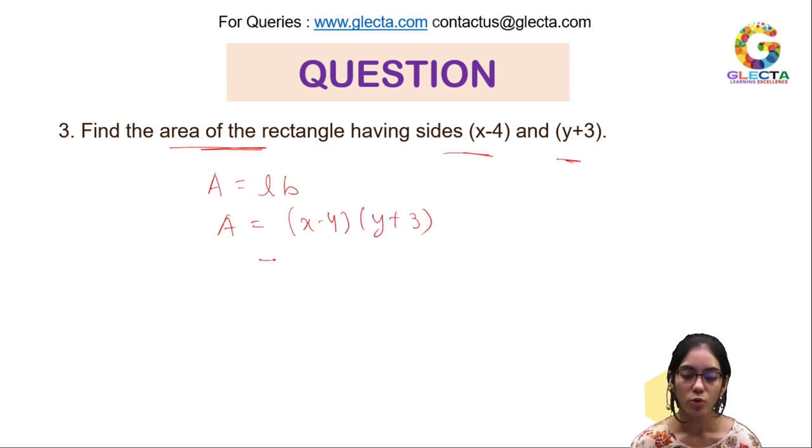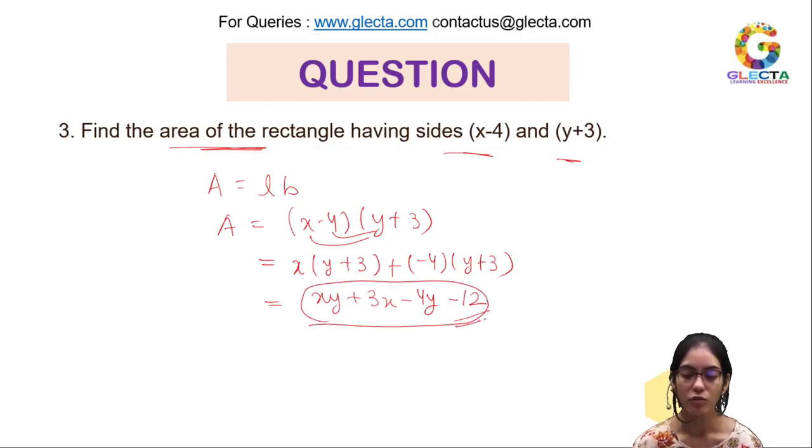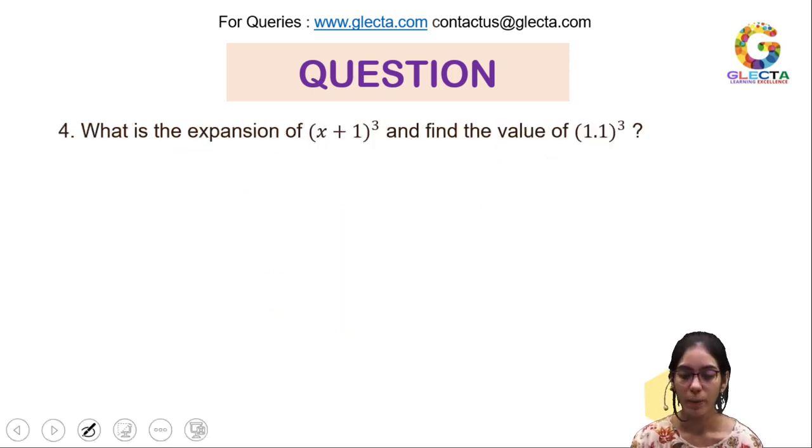So now we know how to multiply it. x will be multiplied with the second bracket, and again minus 4 will be multiplied with the second bracket. So x into y plus 3, plus minus 4 into y plus 3. So this will be xy plus 3x, minus 4 into y will be minus 4y, and minus 4 into 3 will be minus 12. So this is the product, this is the area of the rectangle whose sides are x minus 4 and y plus 3.